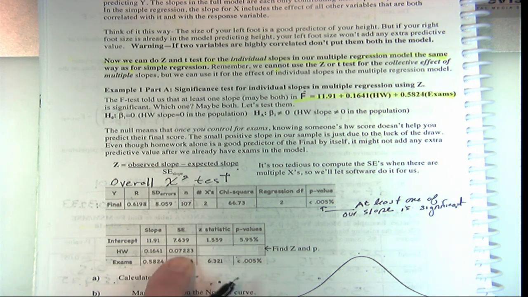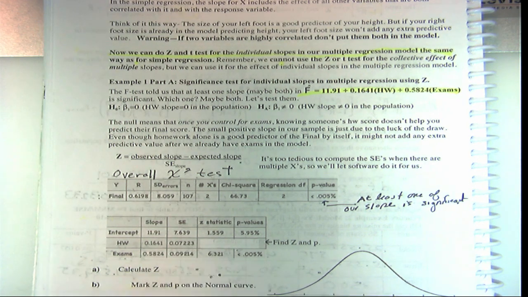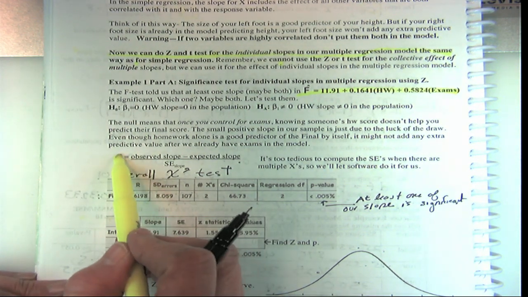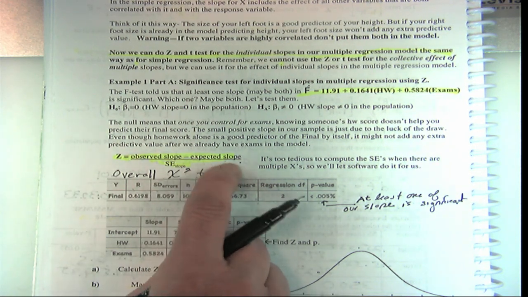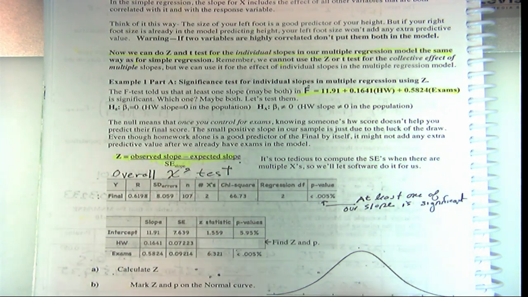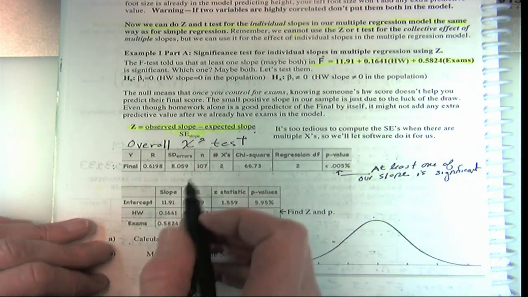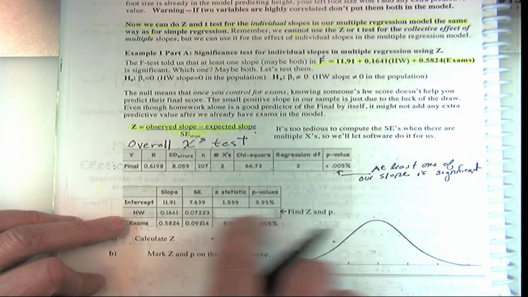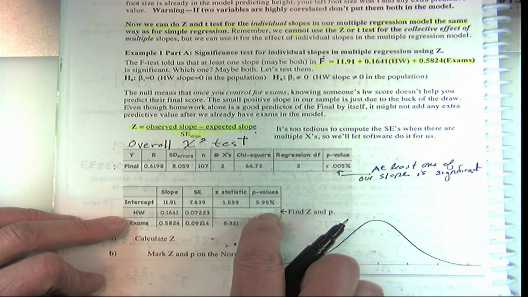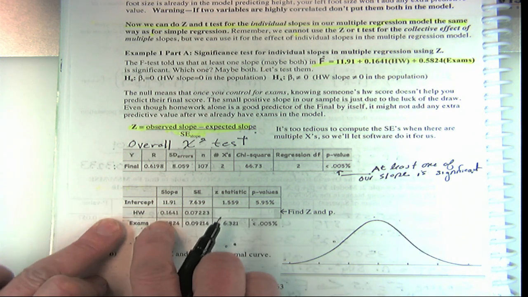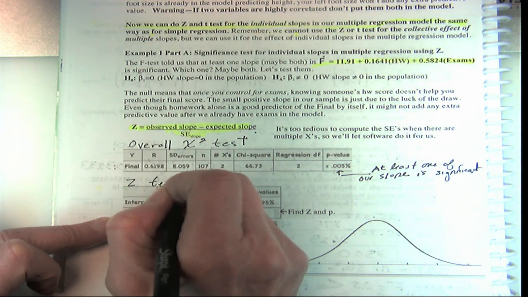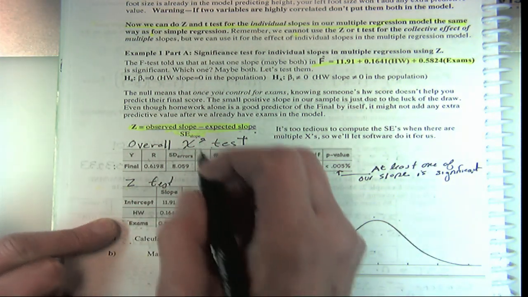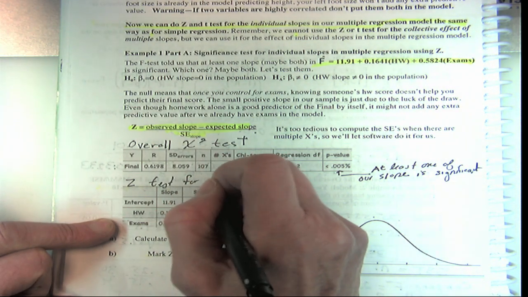So now let's look at this. It should be very easy for you because we already know that a z statistic is the observed slope minus the expected slope over a standard error for the slope. We're going to test the homework first. Let's look at this one, and it gives us the slope right here. So now we're going to do this z test. A z goes along with the chi-squared, a z test for the individual slopes.